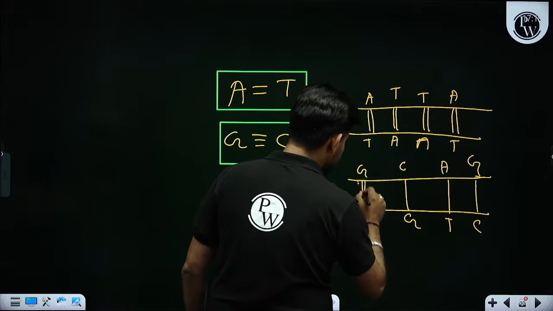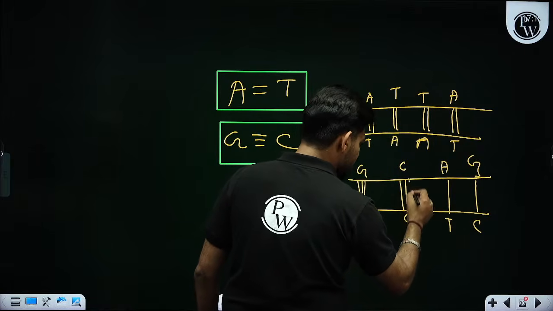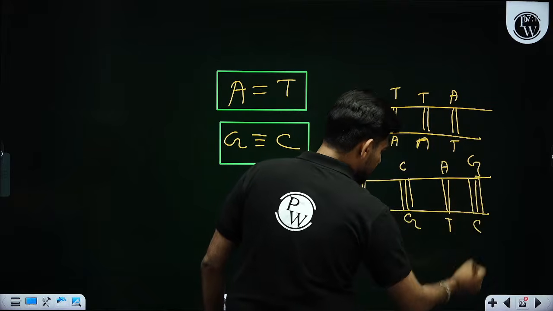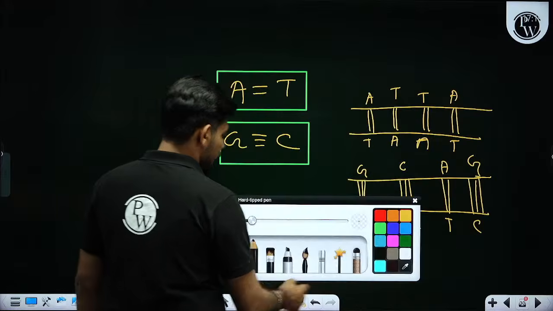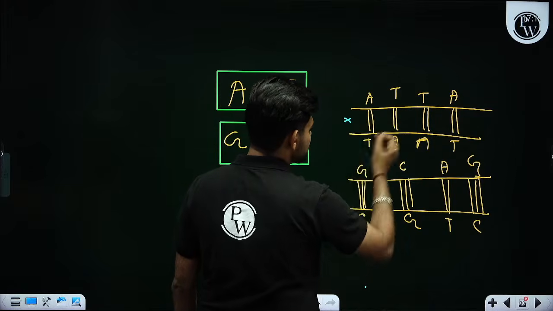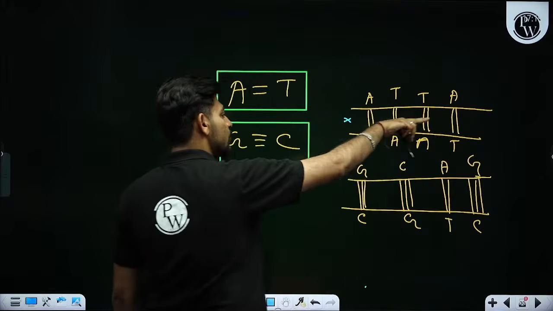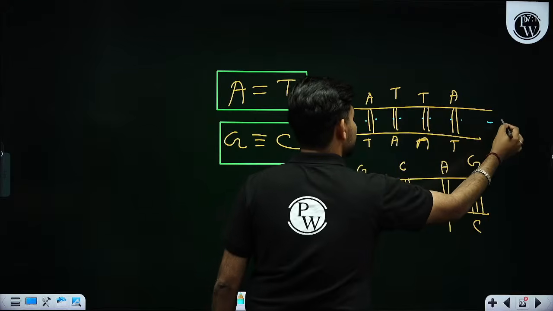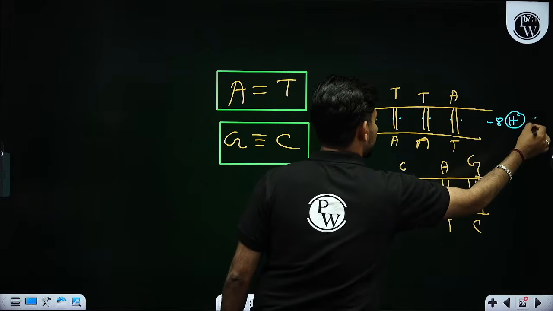So in between G and C there will be triple bonds, in between A and T there will be double bonds, and in between G and C there will be triple bonds. So if you want to open the two different strands of DNA, how many hydrogen bonds you have to cut here? 1, 2, 3, 4, 5, 6, 7, 8. Only 8 hydrogen bonds you have to cut here.